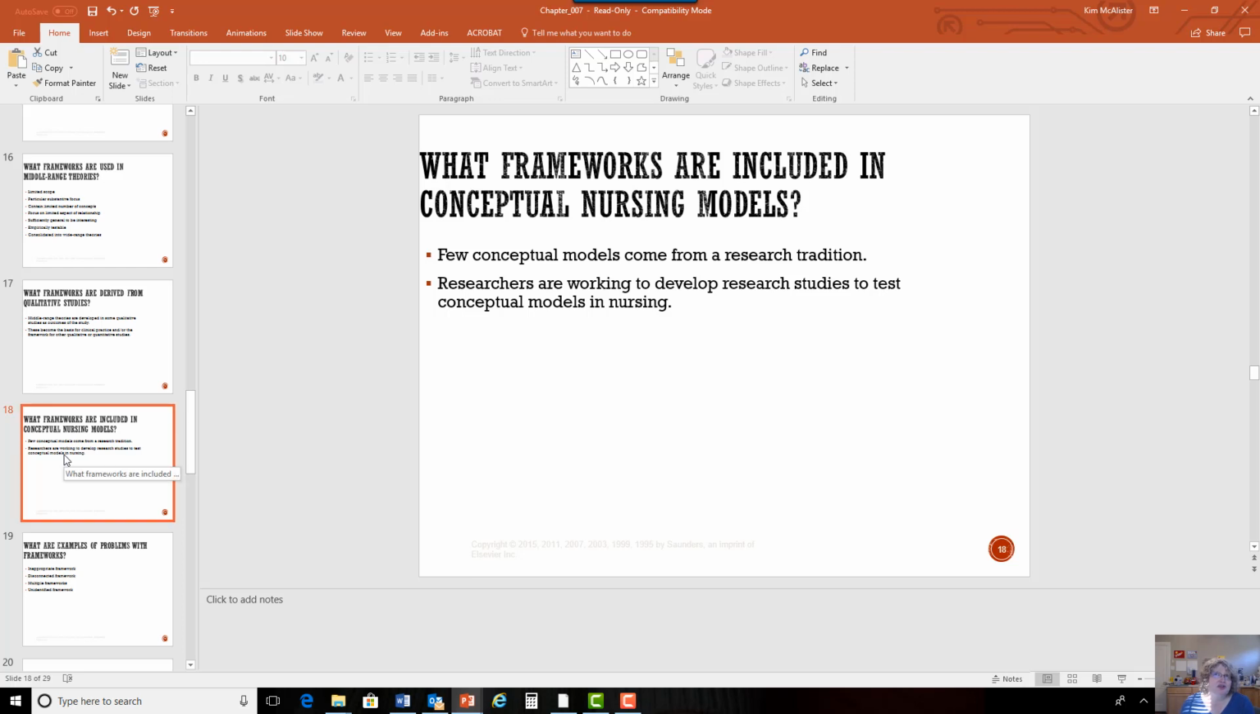A lot of times researchers who are trying to search for a particular problem that they can't find a lot of previous study on, where there's not a lot of support in the literature, will carry out a qualitative study before they build their hypothesis. So few of our conceptual models in nursing come from research. This is why research is such a big deal in nursing education. We're trying to develop more research and more research studies to test out these concepts in nursing.